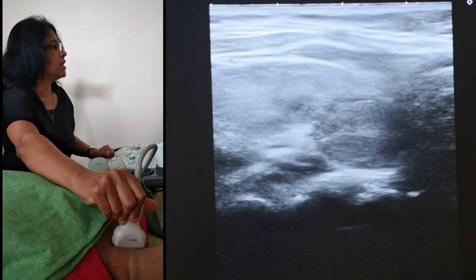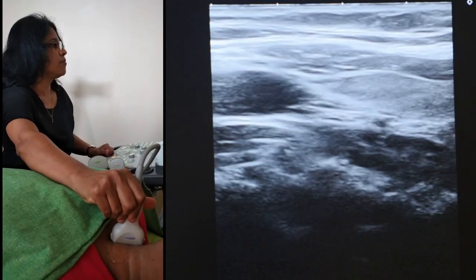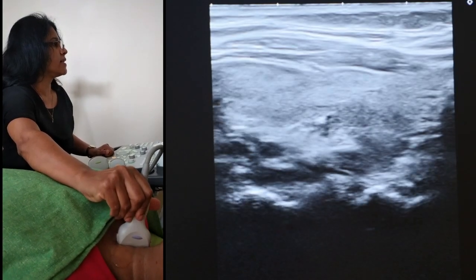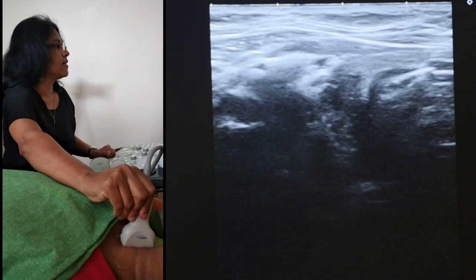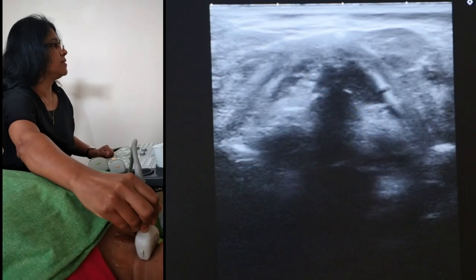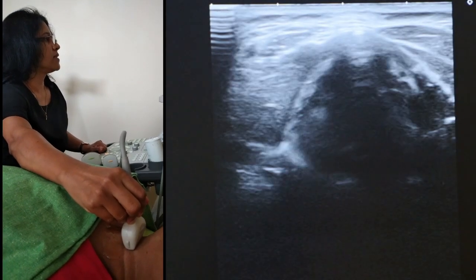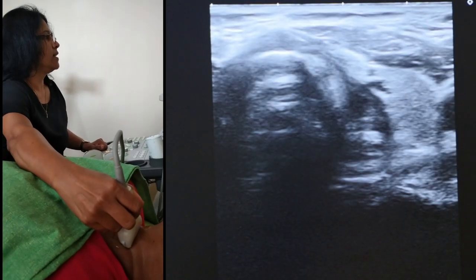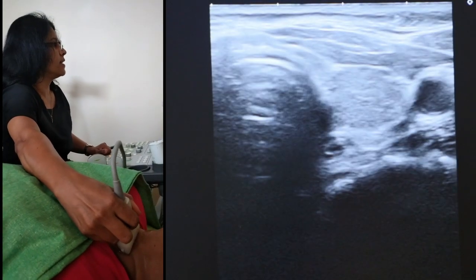Longitudinally also I am assessing. I am starting more laterally and moving towards the midline. And now I am assessing the isthmus again. This is the isthmus. That is the isthmus, and I am moving to the left lobe of the thyroid gland.